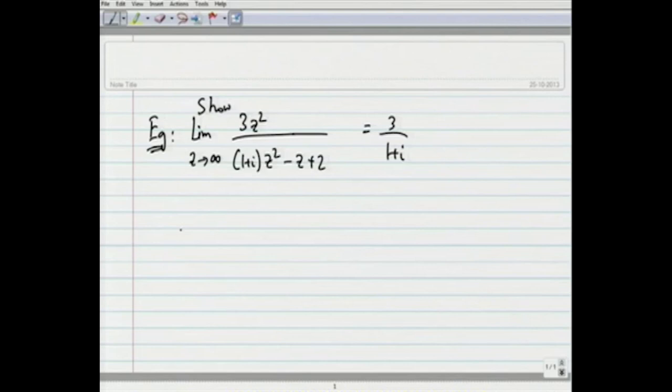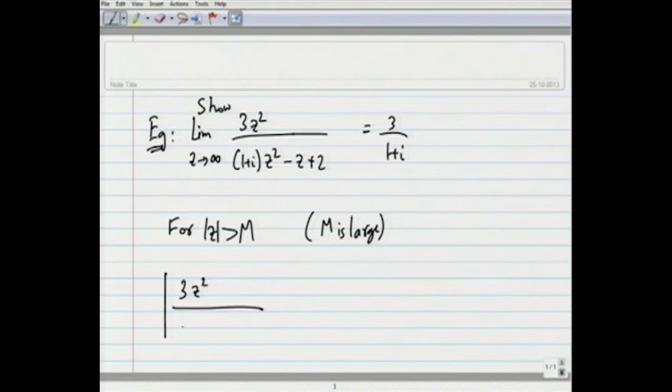Okay, so in order to see this, for complex numbers with large modulus, for mod z greater than m, we will assume m is large, close to infinity or in a neighborhood of infinity. What we will do is show that the modulus of this expression, 3 z squared by 1 plus i times z squared minus z plus 2, minus 3 by 1 plus i, is arbitrarily small.